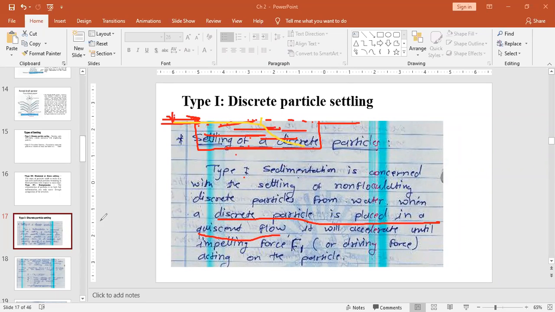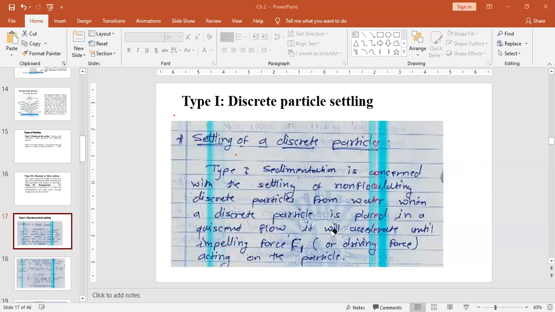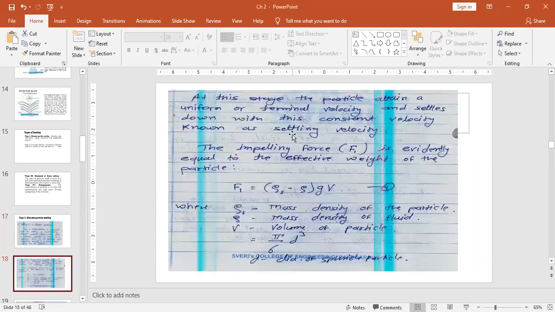So what is the next terminology? What else makes this particle settle down? Let us see. First, just remember that when a particle is placed in a quiescent flow, it will accelerate until the impelling force is acting on the particle. Now see the second slide. At this stage, the particle attains a uniform terminal velocity and settles down with this.